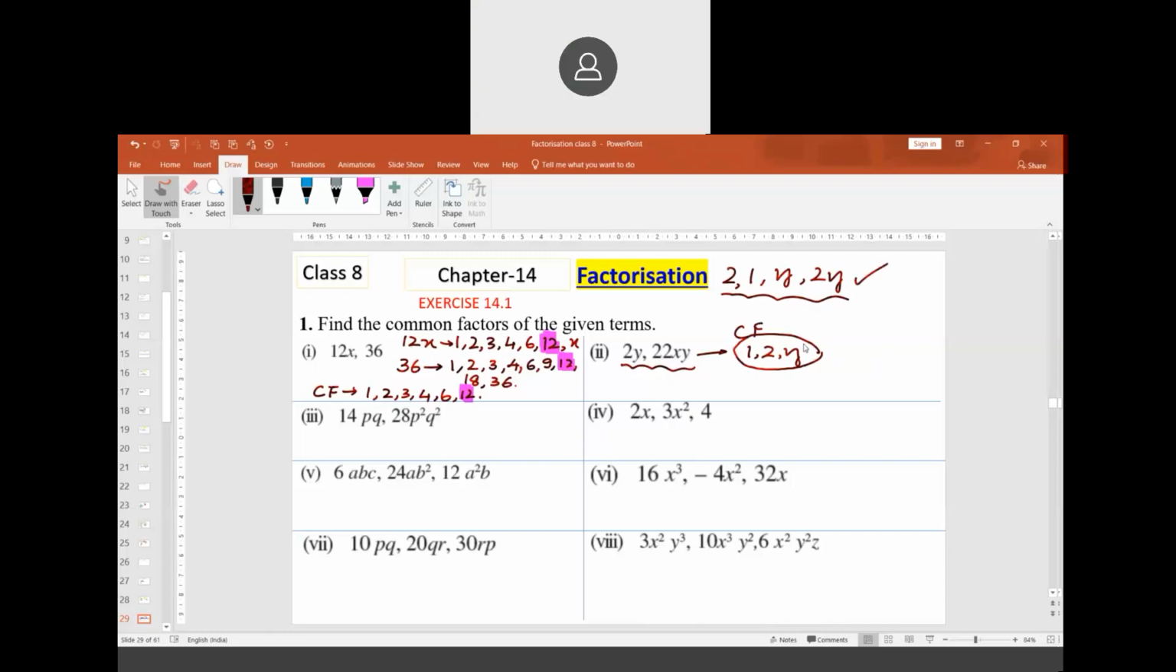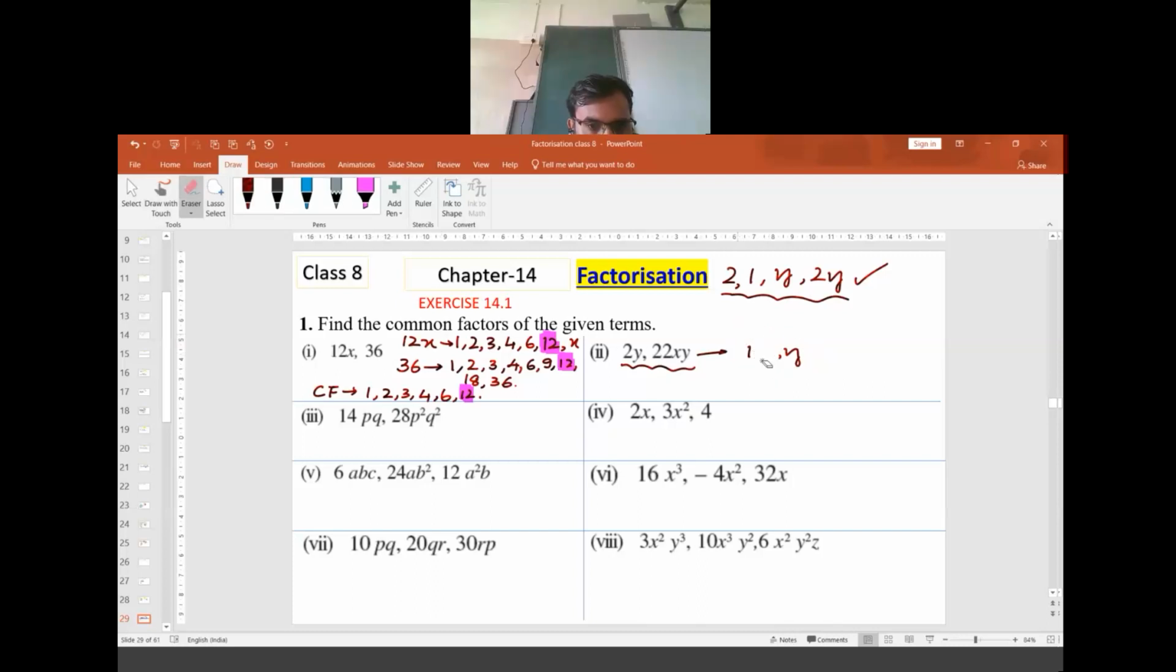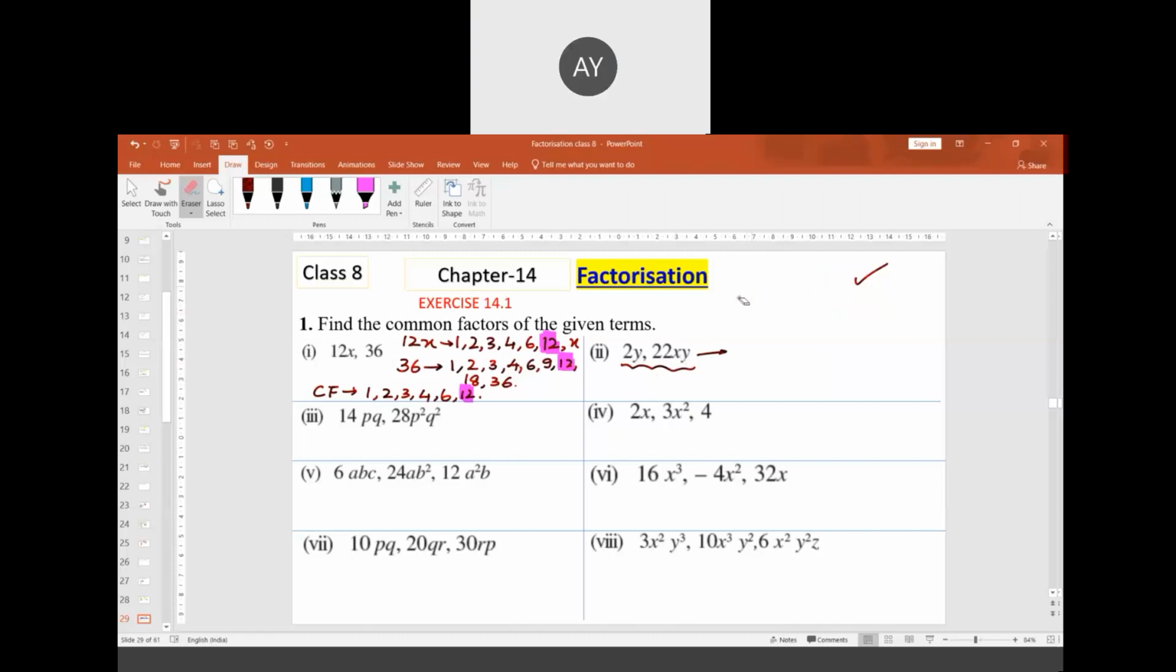So don't write it in the other way, because 22xy is divisible by 2y, and also by y. It is divisible by 1 and by 2. So these are the factors common for both these terms. So we have to write the answer like this.